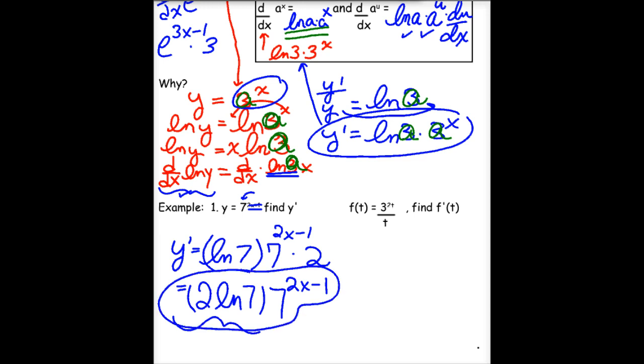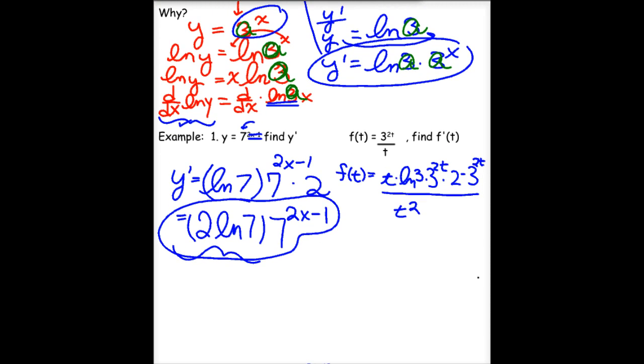So let's go do another one. This is a quotient, so it lends itself to the quotient rule, and I'm taking a derivative. So my f prime of t would be low d high. Well, what is d high? That's an exponential function. It'll be ln 3 times 3 to the 2t times 2. There's my low d high, minus high d low, so that's just going to be 3 to the 2t. The derivative of t is 1. I'm going to draw a line and square below.